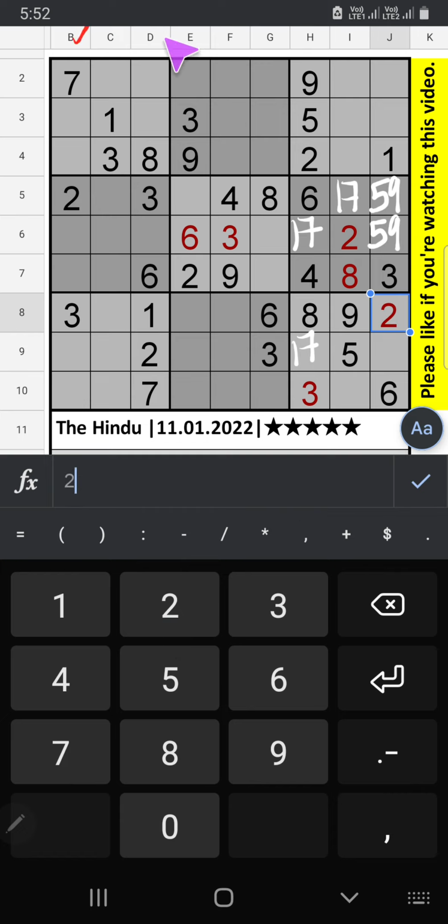Column B and column D we have 2. So 2 can't come in these cells. Then 2 is confirmed here.